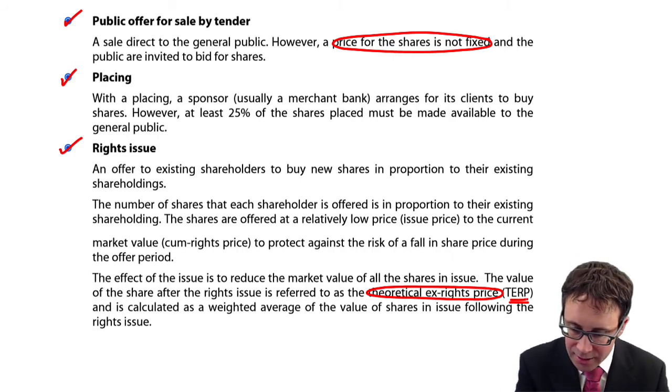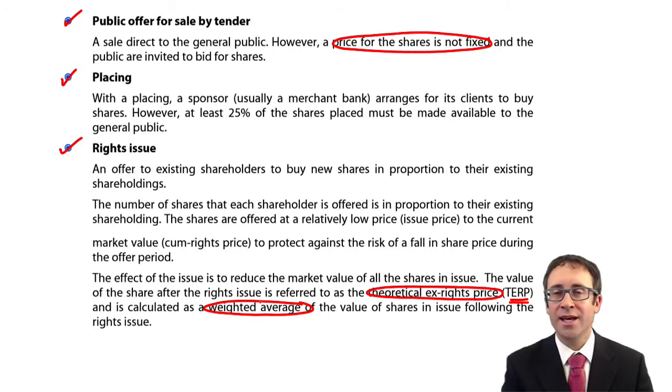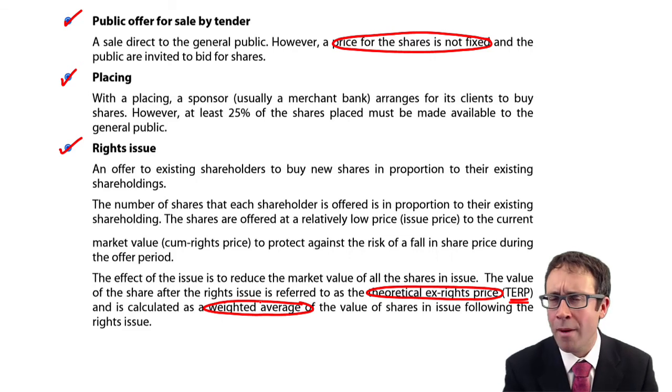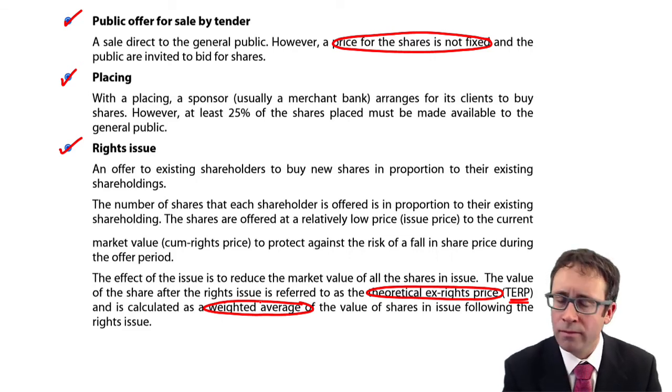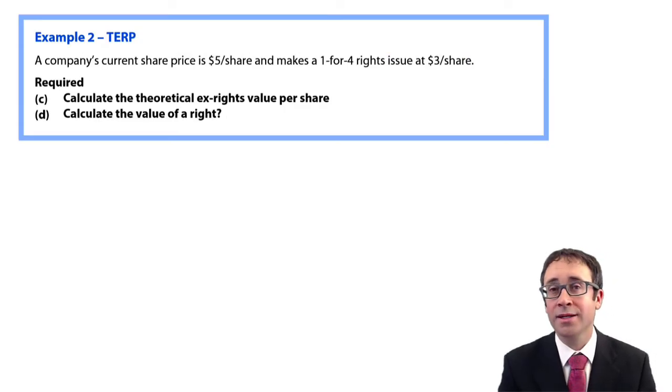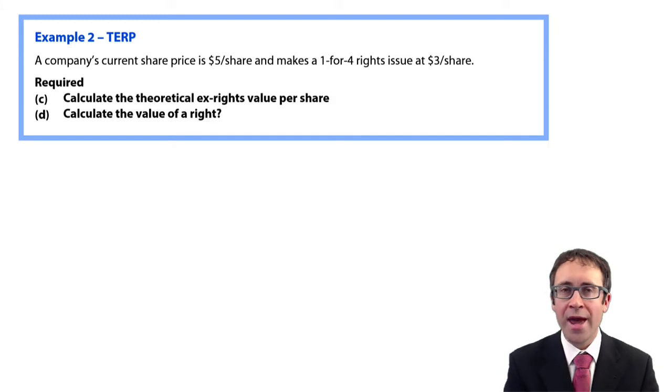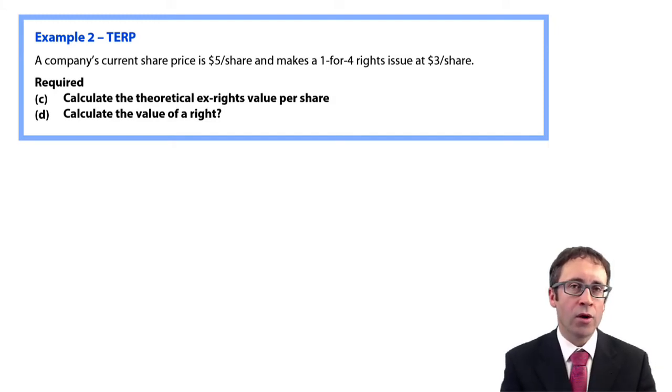How do we calculate it? Well, we just work out a weighted average of the shares in issue after the rights issue. Okay. Do you remember how to do it? No? Yes? Maybe? Well, I'll work through this example here. And then you can work through the next example under your own steam, in your own time. So what have we got?